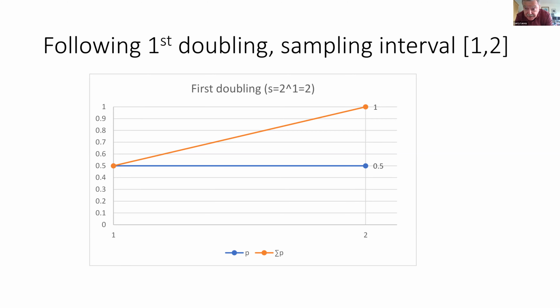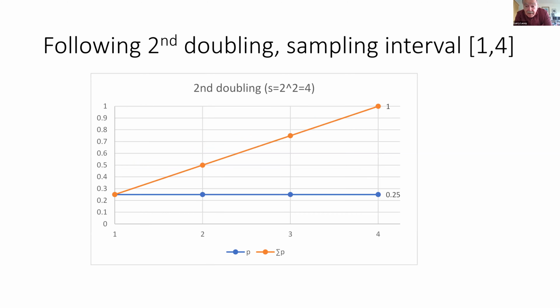Let's do a second doubling. The size of the sample space is now 4. We've gone from 1 to 2 to 4, 2 to the power of 2, which is 4. And the probability, as you see, has now declined to 0.25, a quarter. And of course, the cumulative probability is the same, it is 1.